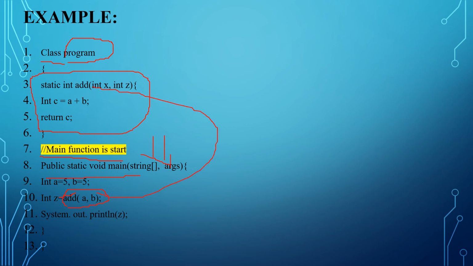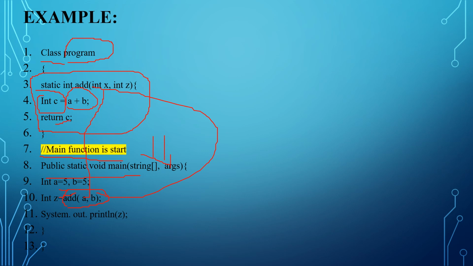It will come here. Inside the call, I am passing two parameters, a and b. A already holds the value of 5. This 5 comes under x. This b value comes under y. After calling that function, it will come inside the method, adding the two variables a plus b, 5 plus 5 equal to 10. That 10 value is assigned to c.